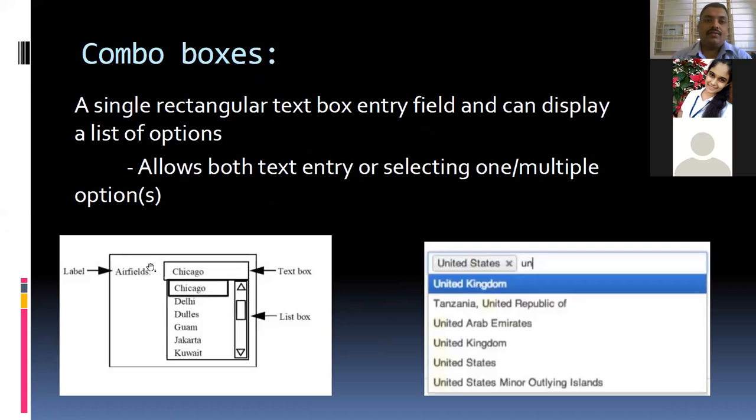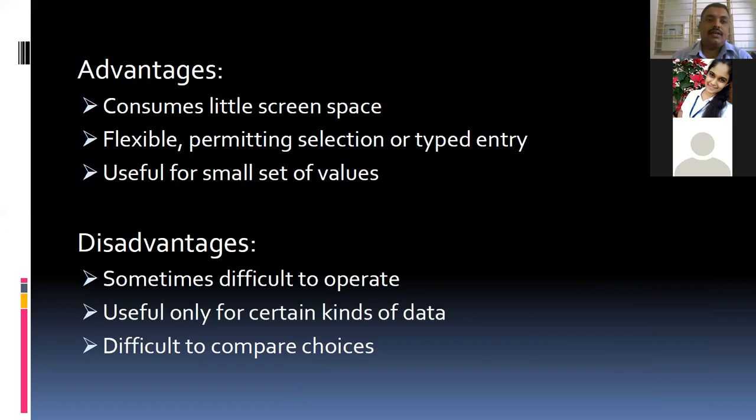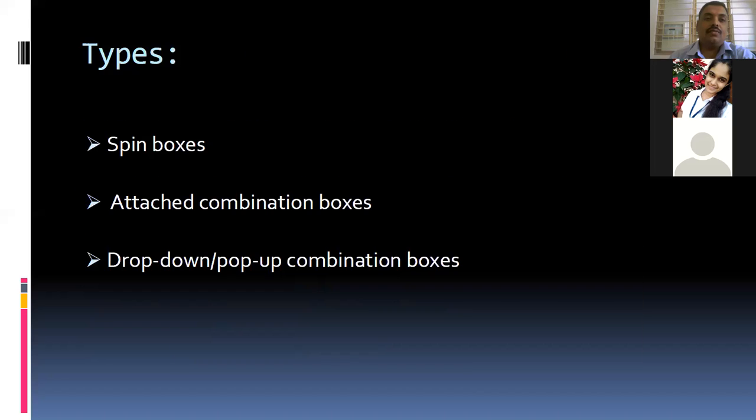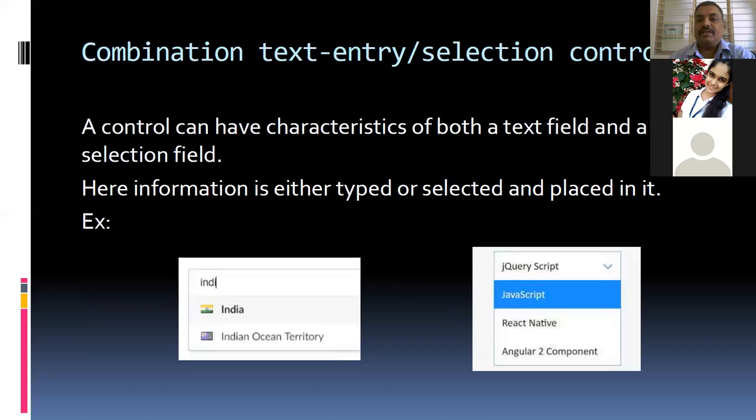Next, what are the advantages and disadvantages? It consumes little screen space. It's flexible, permitting selection or typed entry, and useful for a small set of values. These are the advantages. Come to the disadvantages. Sometimes it's difficult to operate, useful only for certain kinds of data, and difficult to compare the choices. So it is very difficult when comparing different choices. This is all about the combination entry selection control.